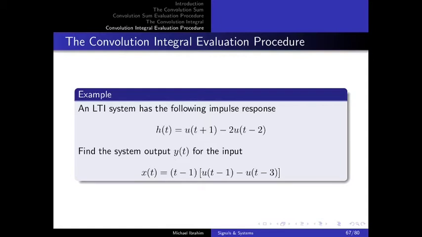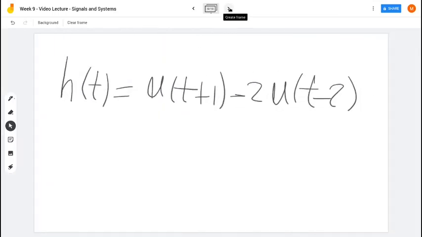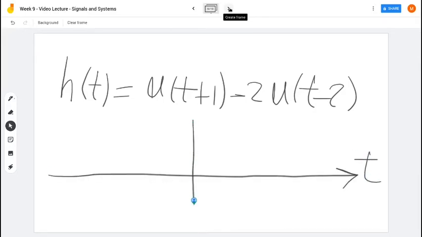Let's start by plotting h of t. So h of t is u of t plus 1 minus 2 u of t minus 2. Let me take some time to plot this carefully. Let's move to our whiteboard over here, and this is h of t. If we try to plot this, and let's do it carefully, if this is 0, the first unit step over here is the unit step starting at minus 1 and going from 0 to 1, like this.